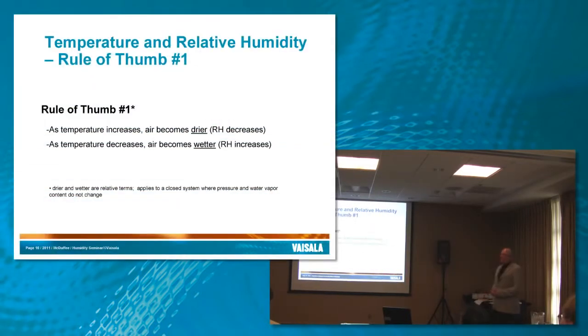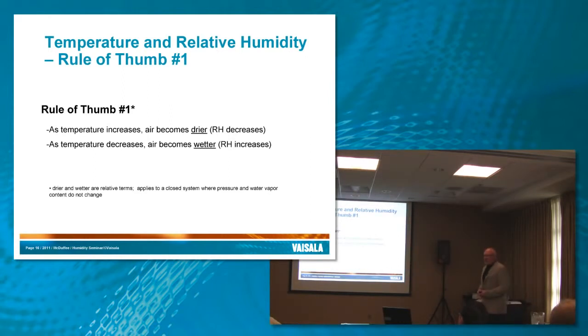Okay. So a rule of thumb for relative humidity and temperature: as you increase the temperature of any system, the relative humidity will go down, and you'll get drier conditions. As you decrease the temperature of any system, the relative humidity will increase, and you'll become more moist.